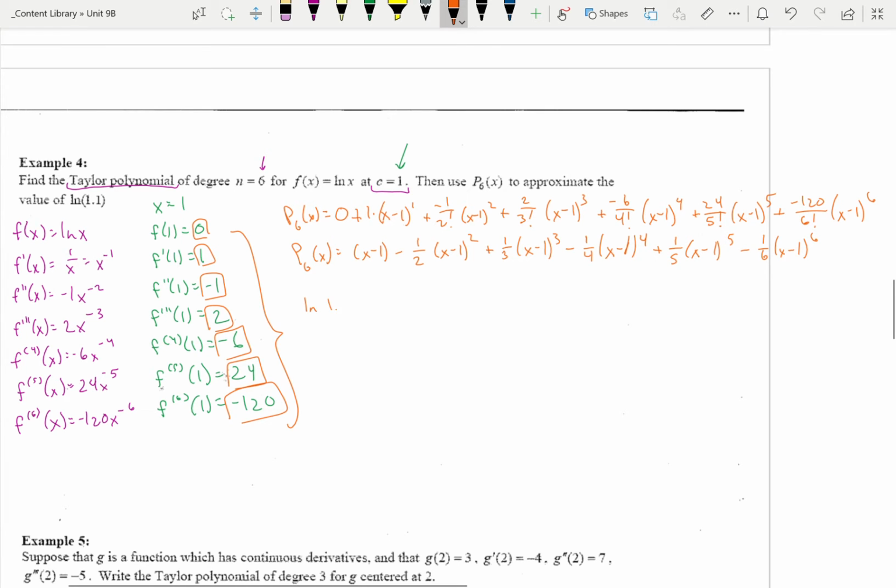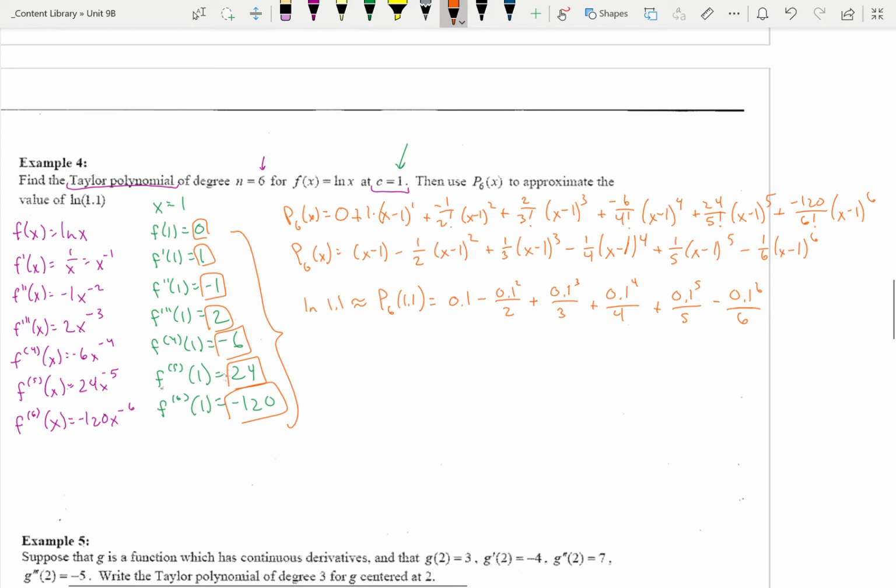The natural log of 1.1 should be approximately equal to P sub 6 of 1.1, which is equal to, let's see, 1.1 minus 1 is 0.1, minus 0.1 squared over 2 plus 0.1 cubed over 3 minus 0.1 to the fourth over 4 plus 0.1 to the fifth over 5 minus 0.1 to the sixth over 6.